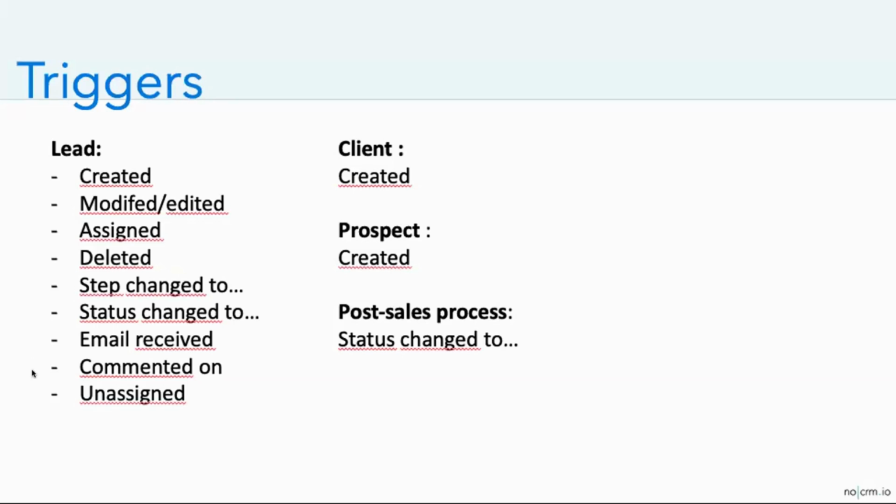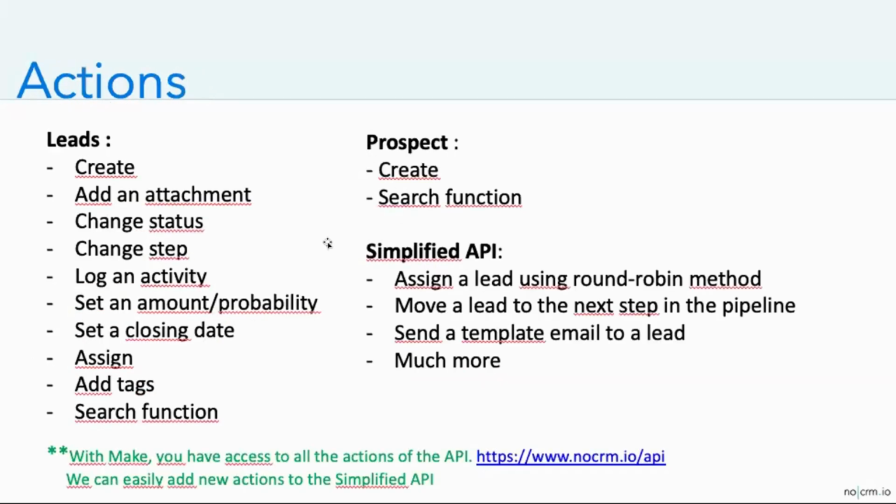Okay, so these are examples of the different triggers that you can use. The next one is the actions. So you can execute any of these actions in noCRM. You can create a lead, add an attachment to a lead, change their status, change their step, log an activity, and so much more. We have them all here.